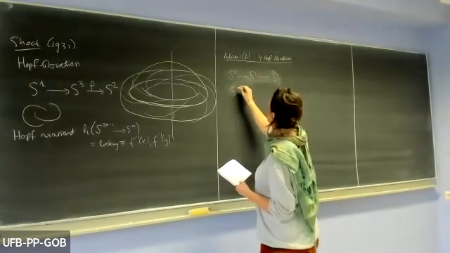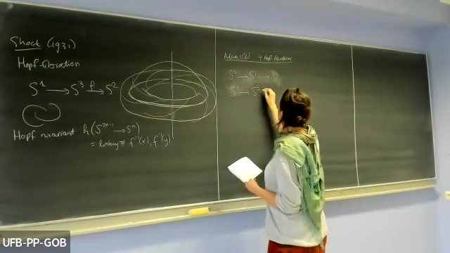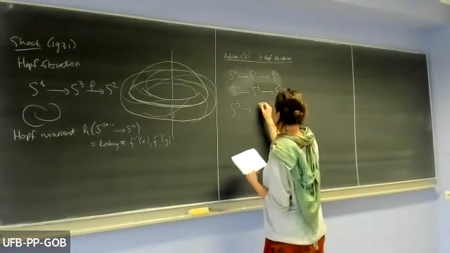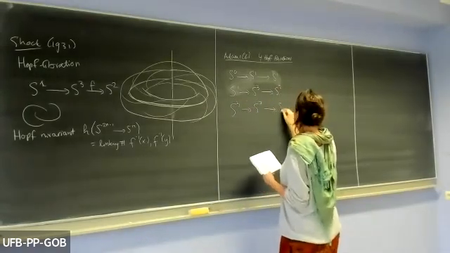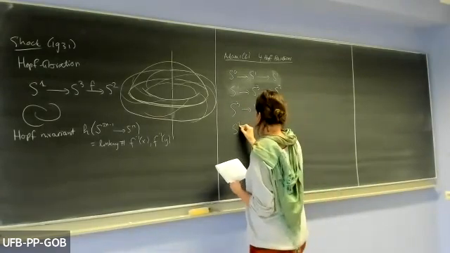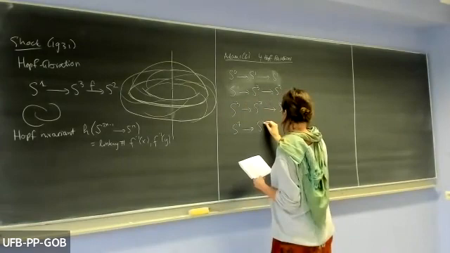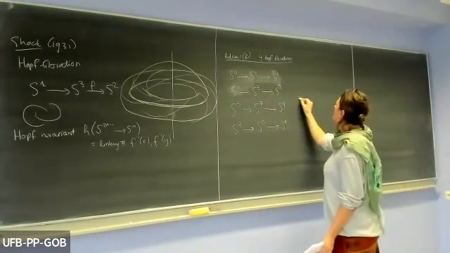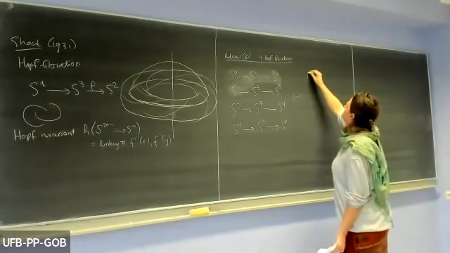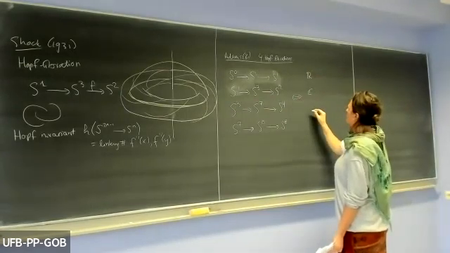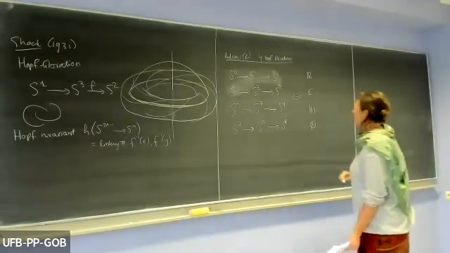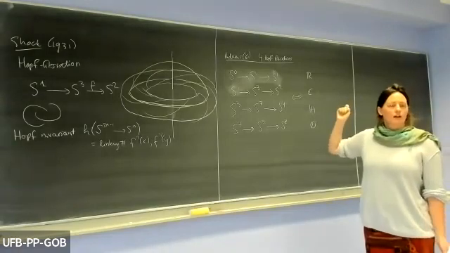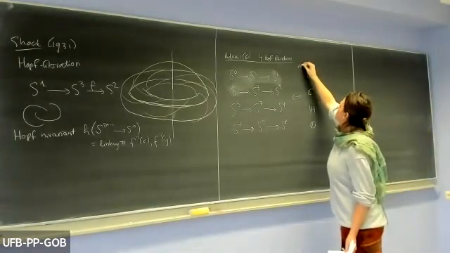Now we have the one that Hopf found: S3 goes to S2, so that's 4, and S7 goes to S4, and S15 goes to S8. And these exactly correspond to the existence of the reals, the complex numbers, the quaternions, and the octonions. So it's quite easy to see why. These are what's called normed division algebras.